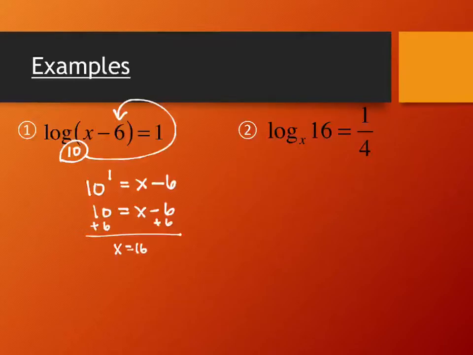When I have a log problem, I need to make sure that I didn't accidentally introduce a value that doesn't work. We call them extraneous solutions. Is it okay to put a 16 inside of here? Yes. And in particular, I'm wanting to make sure that when I try, I get something positive, and I do. 16 minus 6 is 10. That's positive. I'm good to go. So I do, in fact, have a solution, and that solution is x equals 16.